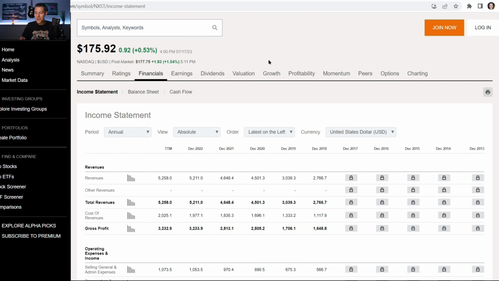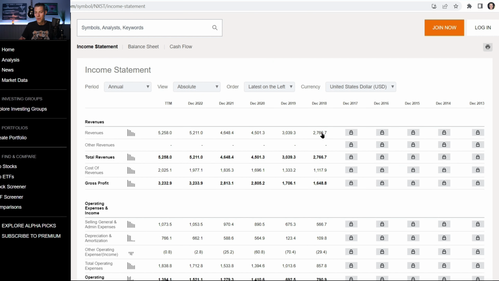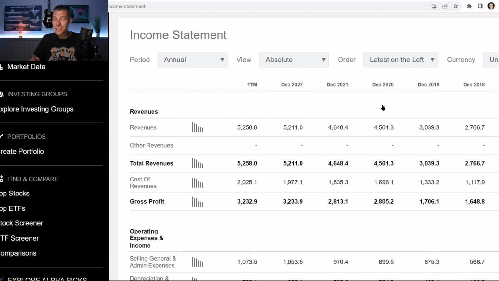And like we said, you're only going to get 5 years going back to 2018 plus the trailing 12 months, which is what TTM is, trailing 12 months. Now, I know many purists like to see the oldest data on the left, but I'm a goofball, so I'm going to do the newest data on the left.